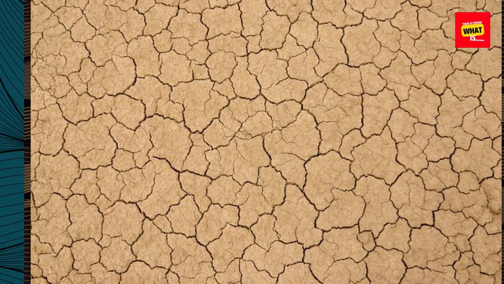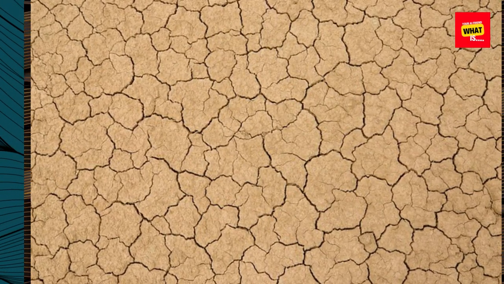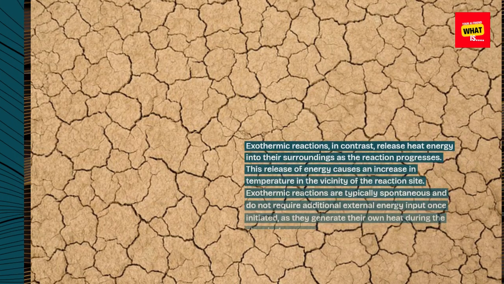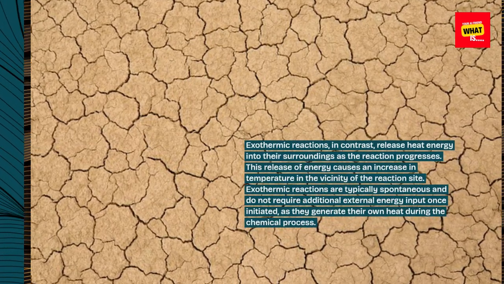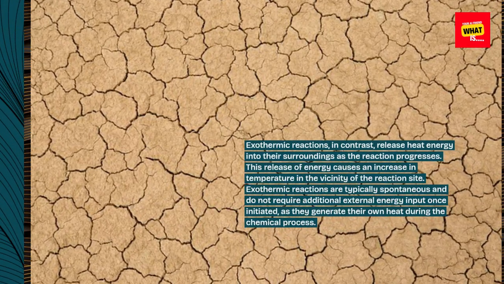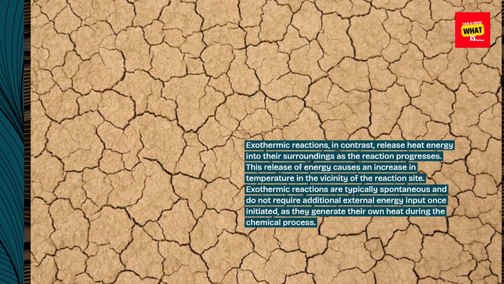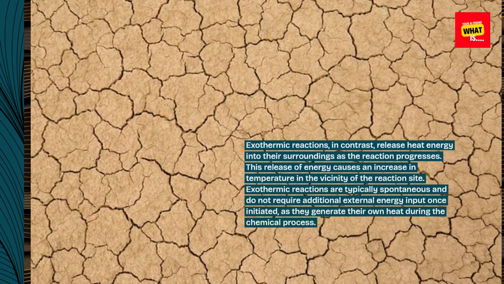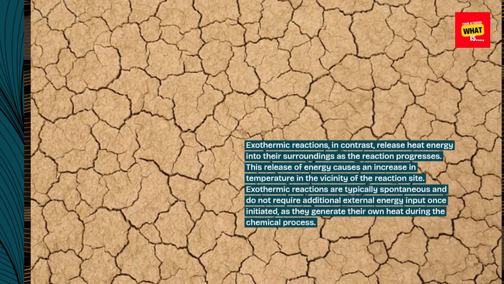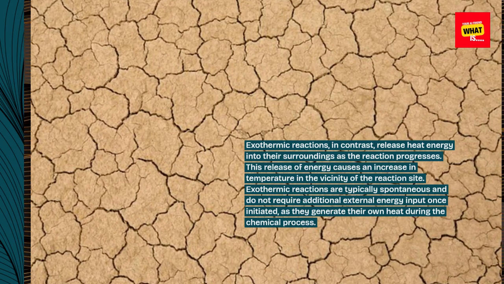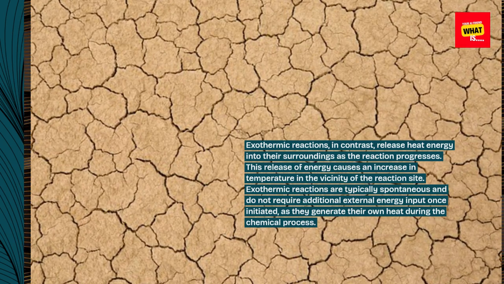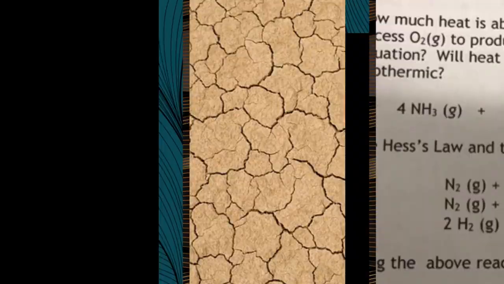Exothermic reactions, in contrast, release heat energy into their surroundings as the reaction progresses. This release of energy causes an increase in temperature in the vicinity of the reaction site. Exothermic reactions are typically spontaneous and do not require additional external energy input once initiated, as they generate their own heat during the chemical process.